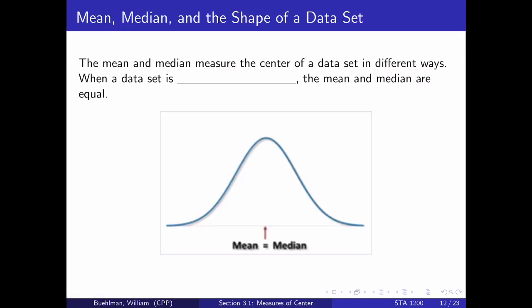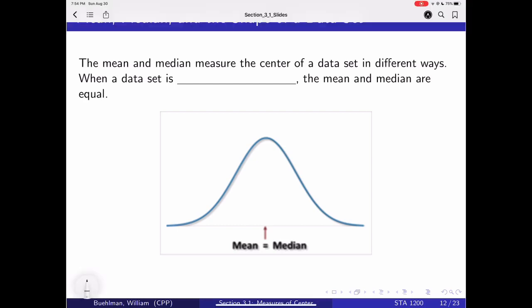So if we know some things about the mean and the median, we know some things about the shape of the data. Mean and the median are used to measure the center of a data set in different ways. When the data set is symmetric, that tells us that the mean and median are equal. So if we have a symmetric data set, we know the mean and median should be approximately equal. They may not be exactly equal, but they're going to be pretty close.